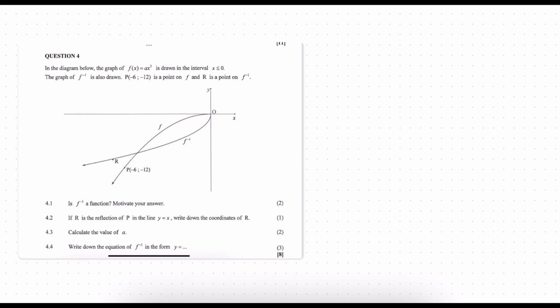Let's solve this one. It says, in the diagram below, the graph f at x is drawn in the interval. f at x equals x squared is drawn in interval x.